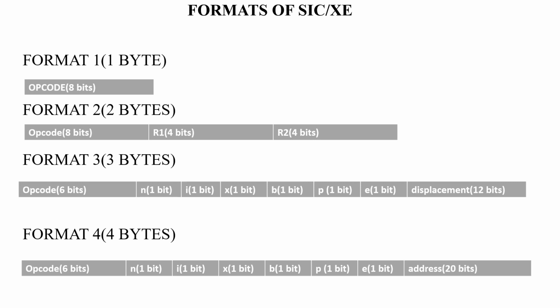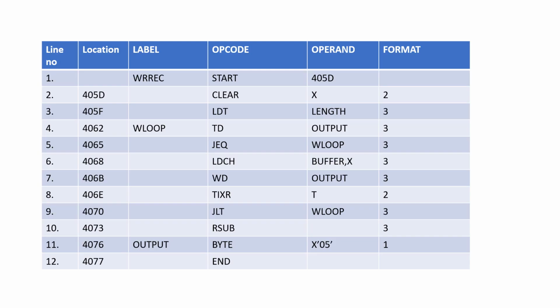And the last format is format 4. It consists of 4 bytes where the opcode is of 8 bits and the rest of all the flags are made of 1 bit and the address is of 20 bits. So by using these formats, we need to generate the format and also the location for this opcode.